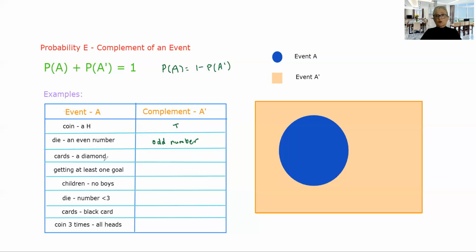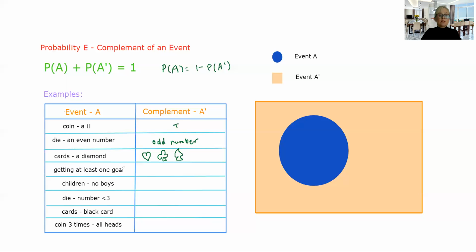Pack of cards, you draw out a card and you get a diamond. Okay, the other possibilities would be a heart, a spade, or a club. I'm not the best drawer, so you'll have to forgive me here. All right, so one of those 3 suits would be the complement because it's either a diamond or it's a heart, club, or spade.